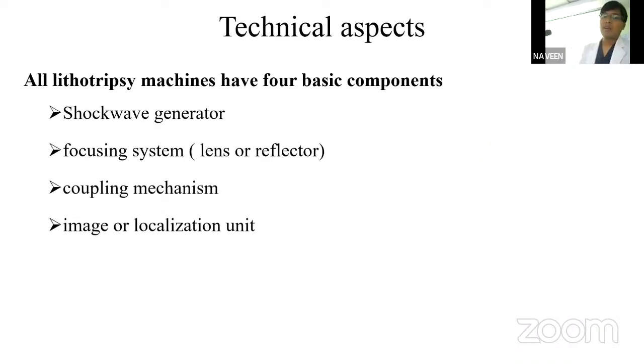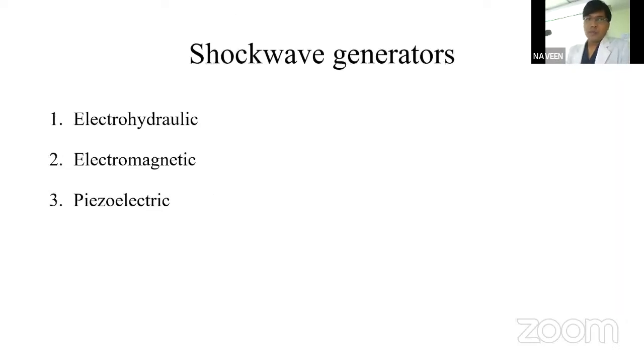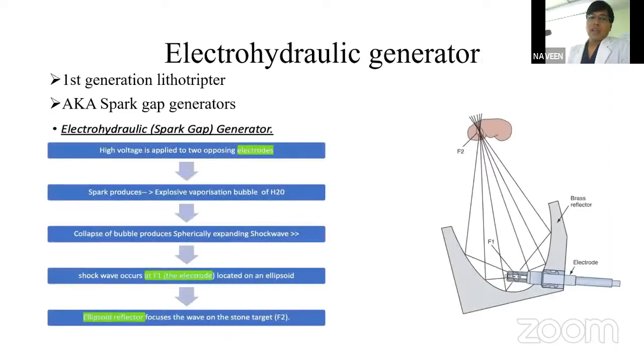Now come to the technical aspects of lithotripsy. All lithotripsy machines need 4 basic components: shock wave generator, focusing system, coupling mechanism, and image or localization unit. Now come to the shock wave generator. They are divided into 3 groups: electrohydraulic, electromagnetic, and piezoelectric generators.